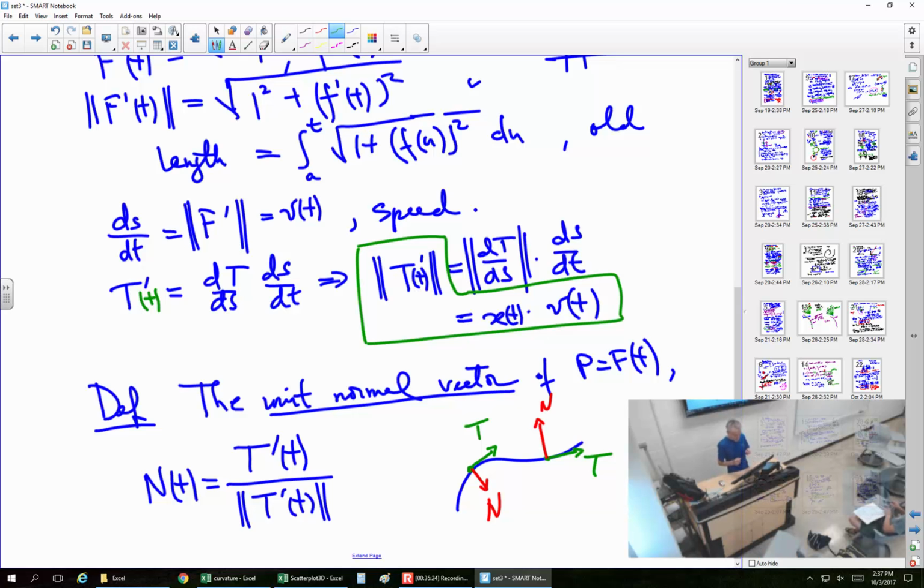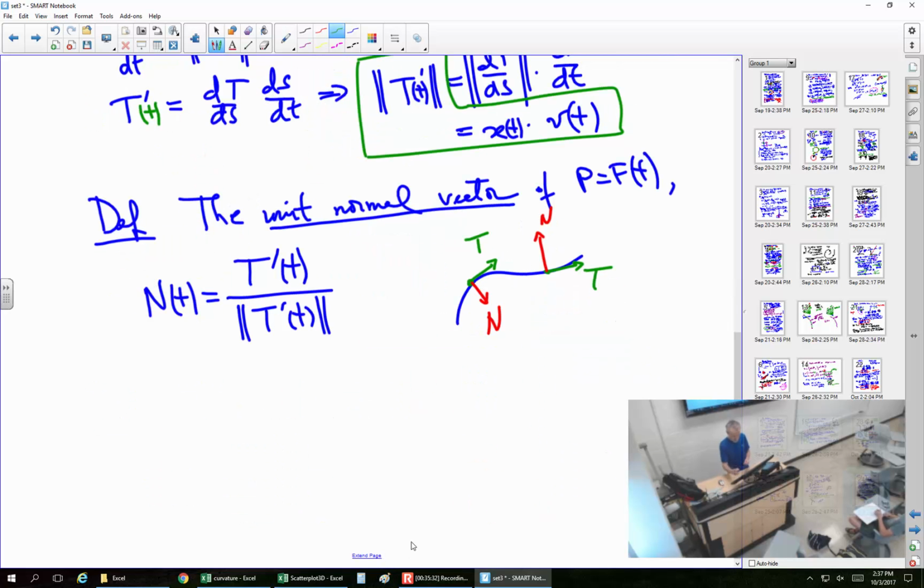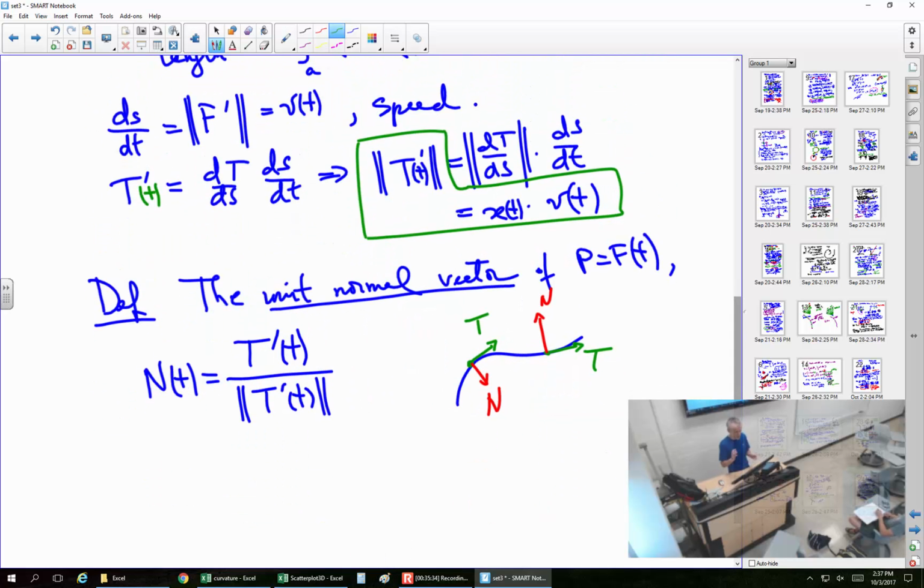So the point of this is to take that formula in green and express it in vector form, rather than in the scalar form. So then T prime is equal to kappa times the speed times the unit normal vector. Okay.